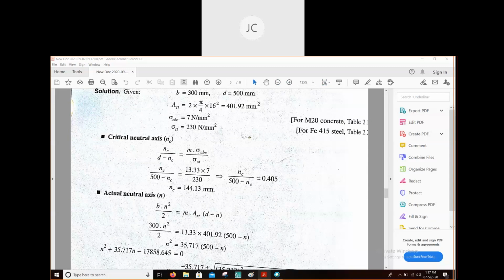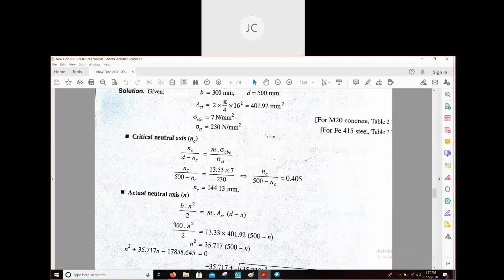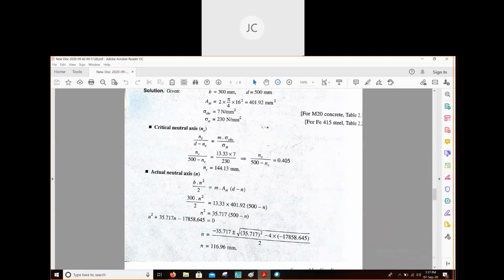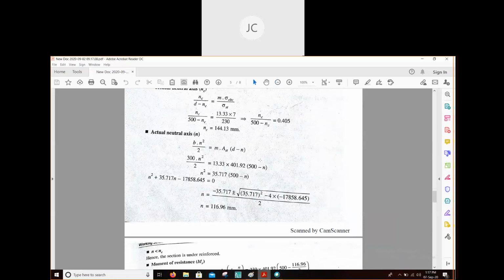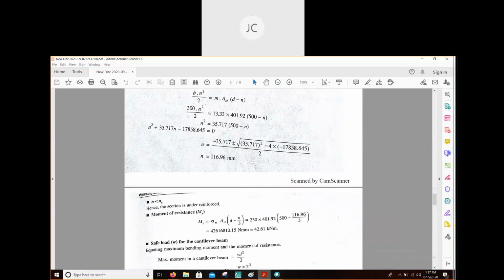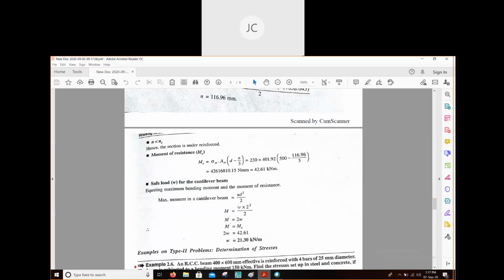I hope all of you have understood the last class problems. Yes or no? Okay, so now let us move to the next problem. In most of the problems discussed in the last class, you are asked to find out the moment of resistance, and in two problems we also need to find out the UDL.